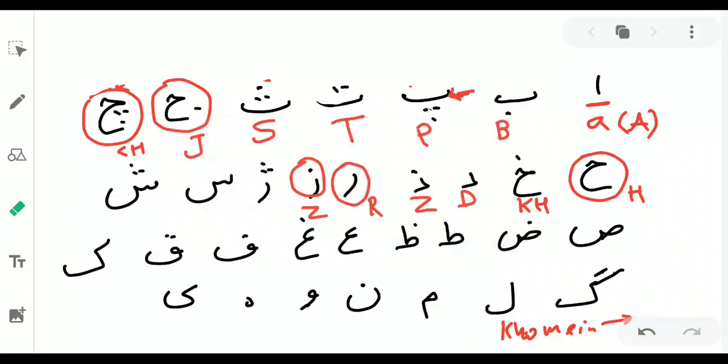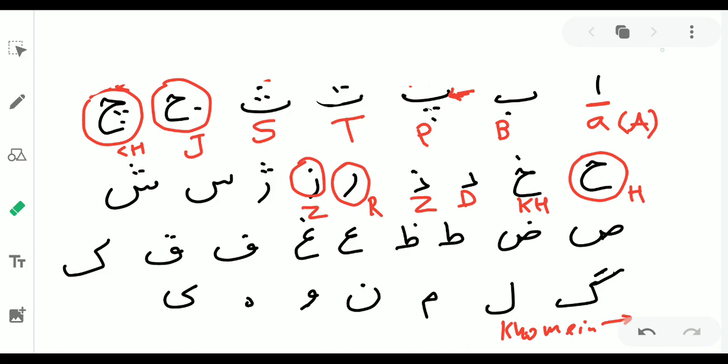Hello, friends. I'm going to review the Persian alphabet, Persian or Farsi, the language of people of Iran, Tajikistan, Afghanistan. But basically, this alphabet is used more commonly in Iran and is an Arabic-based alphabet.